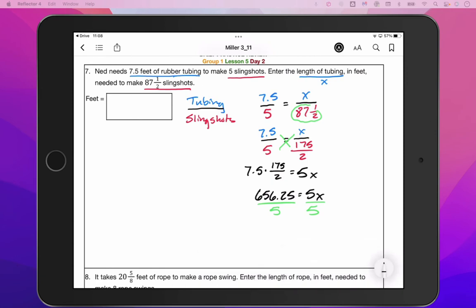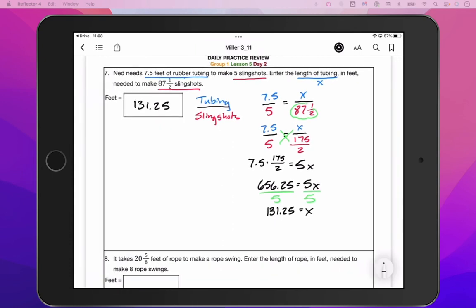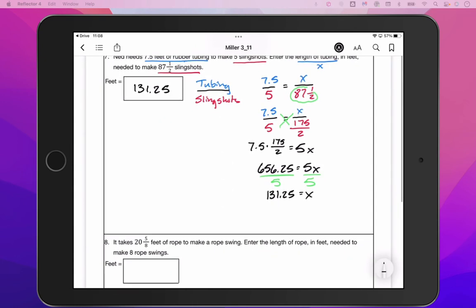And then our last piece is going to be to divide by 5. And we get 131.25 as our X value. So we'll take 131 and a quarter, or 131.25 feet of tubing to make 87.5 slingshots. Okay, so that's it for number 7. Moving on to the last one, number 8.